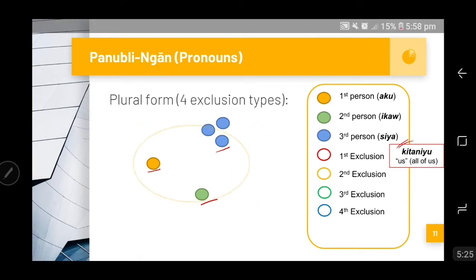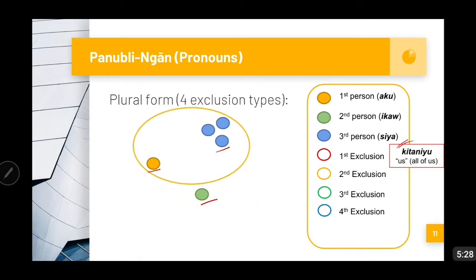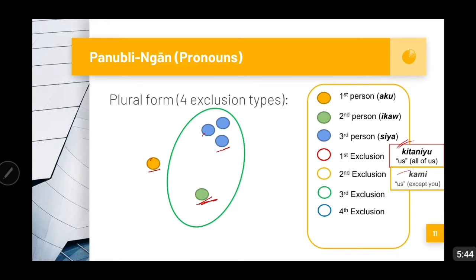Then we have the second exclusion. The second exclusion states that the second person, ikaw, is excluded. So only the first person and the third person are included. So with this, we use the plural form kami, us, except you, kami. In the third exclusion, this time it's the first person, ako, who is excluded. So the second person, ikaw, and the third person, siya or sila, are included. This time we use the pronoun kamu. Kamu means you, except me.